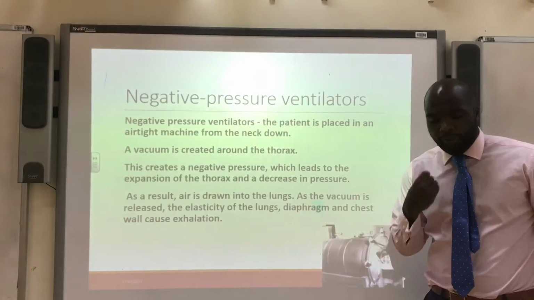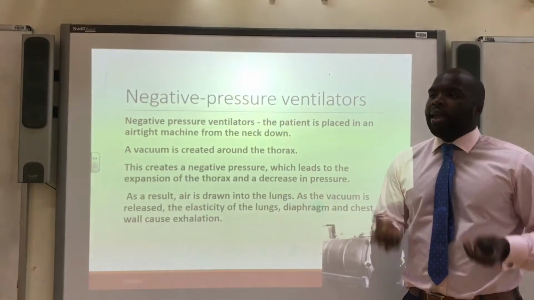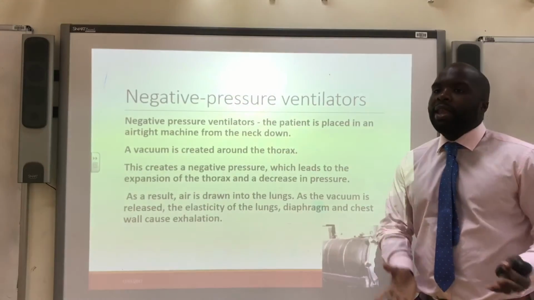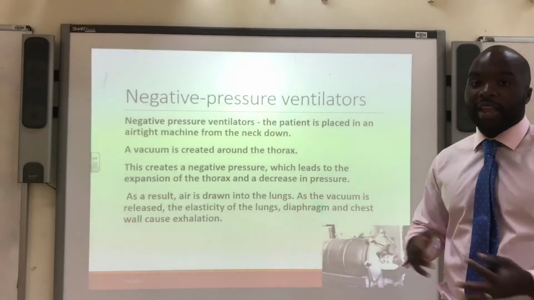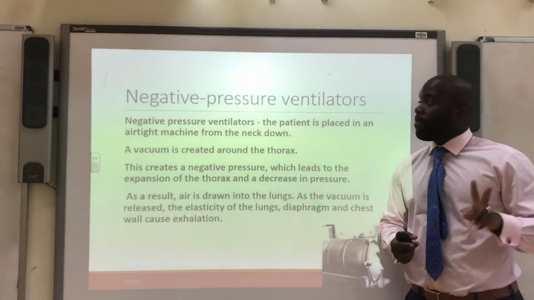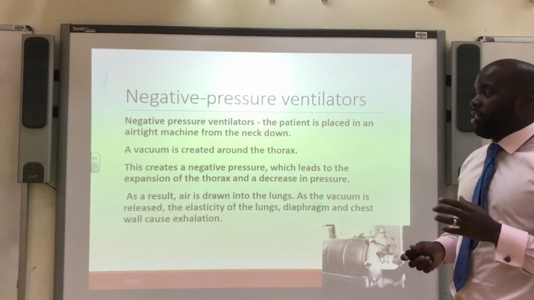We want to look at artificial breathing aids. Now, by artificial breathing aids, what we mean is a piece of apparatus that is used to help a human being breathe. Quite simply, an artificial breathing aid. Now, we're going to look at two types: negative pressure ventilators and positive pressure ventilators.